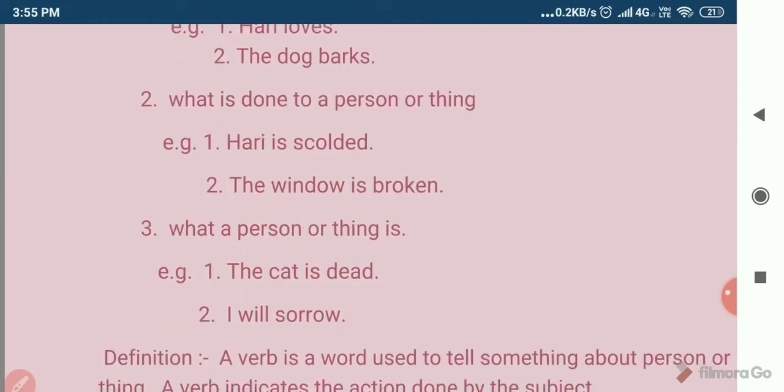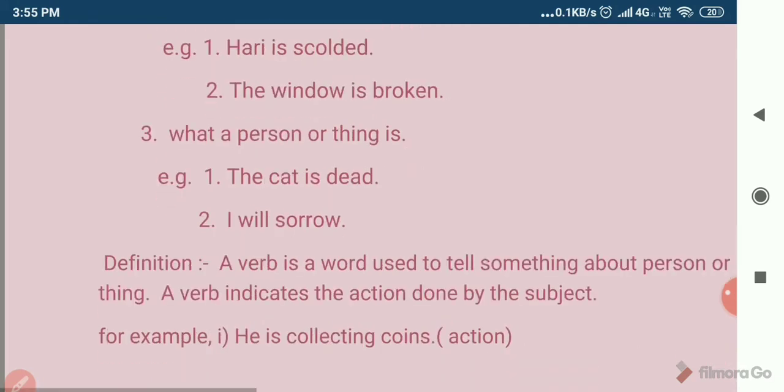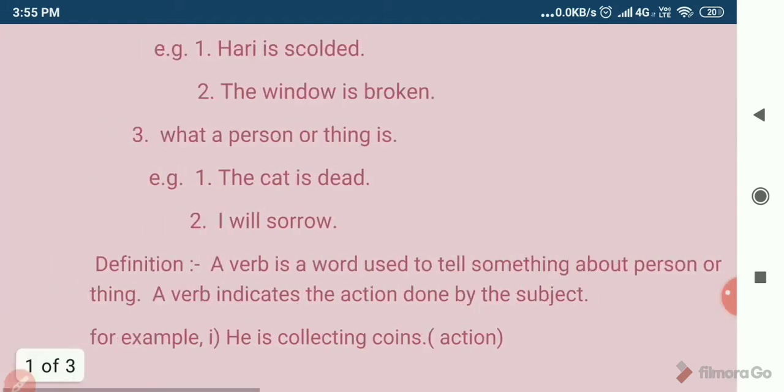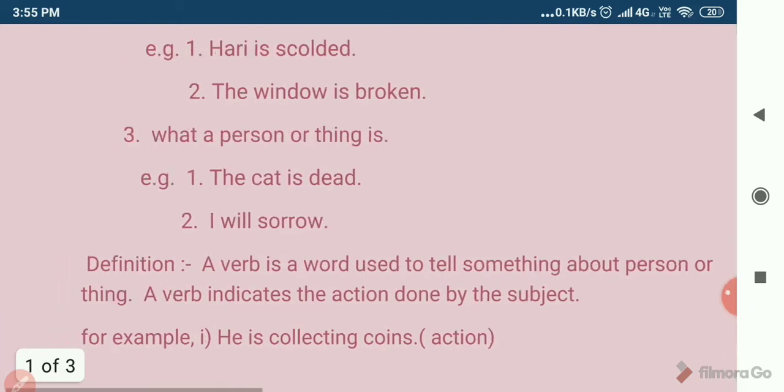Second, I am sorrowful. So, in this sentence, the position of I, that is me, is sorrowful. The condition of the subject is sorrowful. So, the state is explained by the word sorrow in this sentence. So, here we can easily define that a verb is a word used to tell something about a person or a thing.